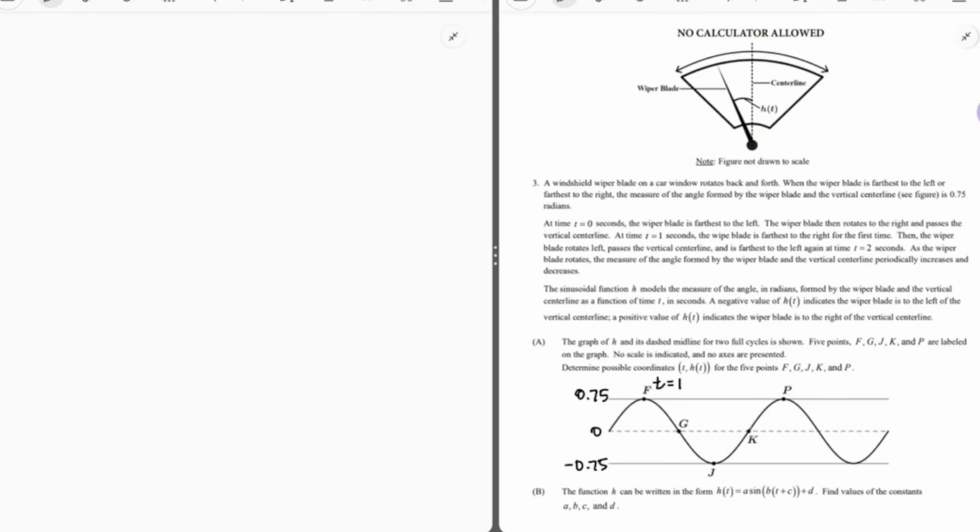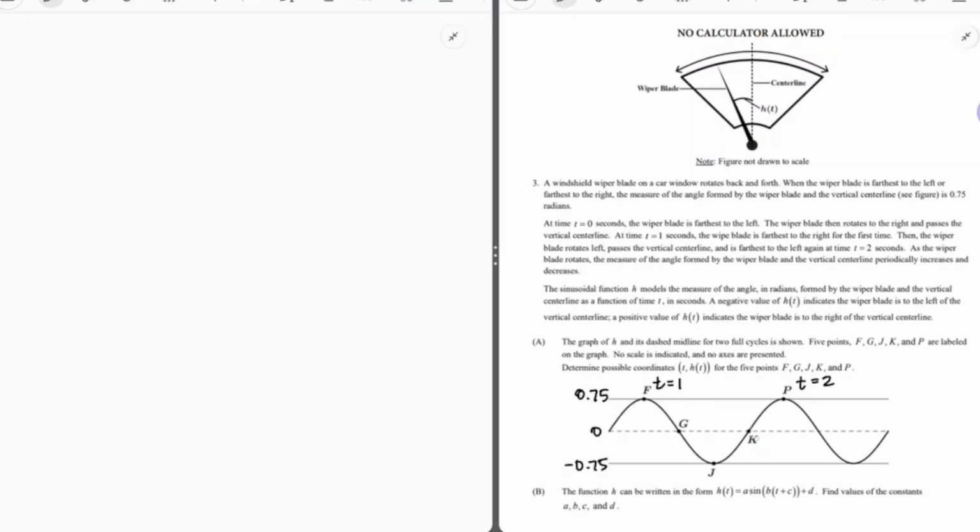Okay, so we want the possible coordinates for t and h of t. Then the wiper blade rotates left, passes the vertical center line, and is farthest to the left again at t equals 2. So P is going to be t equals 2, F would be 1, G is going to be 1.25, J is going to be 1.5, and K is going to be 1.75.